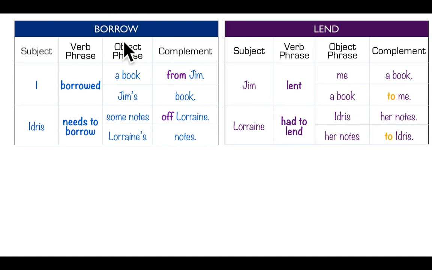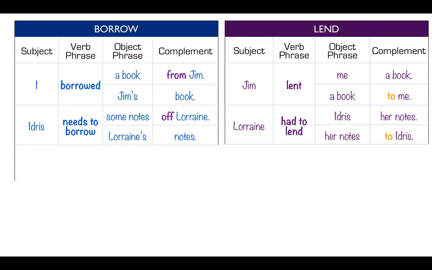When you're talking about borrow, there are two options when it's a personal item or personal property. So you can borrow something from somebody or you can borrow somebody's something. So here we see a book from Jim or Jim's book, some notes off Lorraine or Lorraine's notes. Lorraine had to lend Idris her notes or Lorraine had to lend her notes to Idris. When it comes to lend, it's not important if it's personal property or impersonal property.